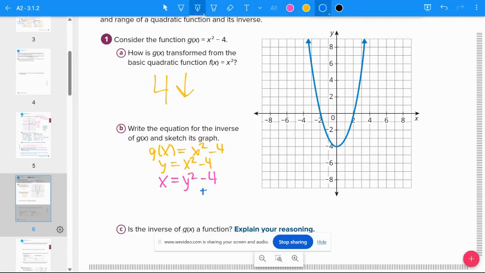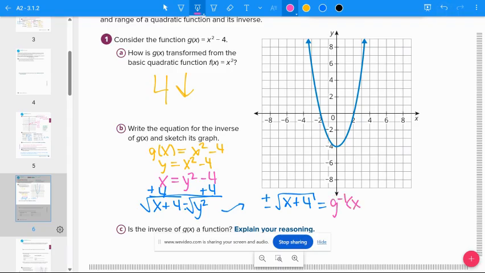So to get y alone, I have to add 4 to both sides. So this turns into x plus 4 equals y squared. Y is still not alone, so we have to take the square root on both sides. So the answer is plus or minus, because we have to remember that, square root of x plus 4 equals y. If we wanted to be even fancier, we could swap out the y again for our function notation. So this would be g inverse of x.